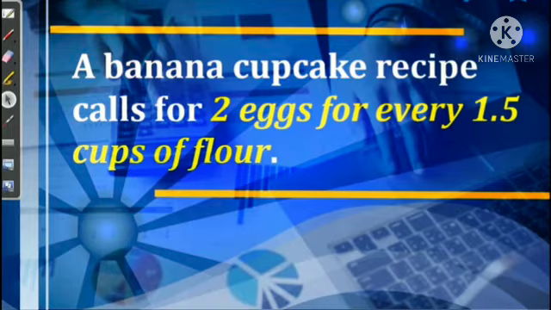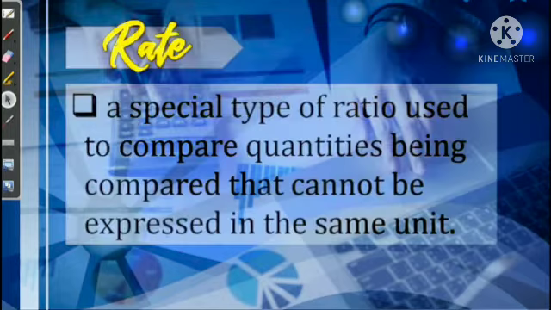Another example, a banana cupcake recipe calls for 2 eggs for every 1.5 cups of flour. Can these two quantities of eggs and flour be expressed in the same unit? The answer is no. Hence, this can be expressed as a rate. A rate is a special type of ratio used to compare quantities that cannot be expressed in the same unit.